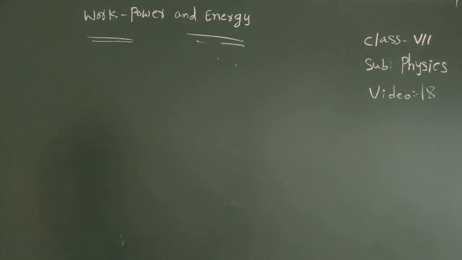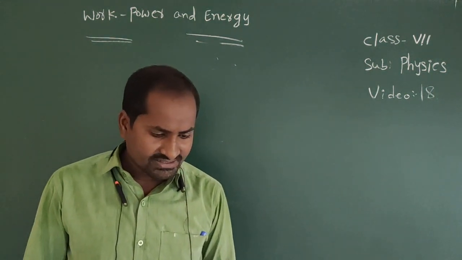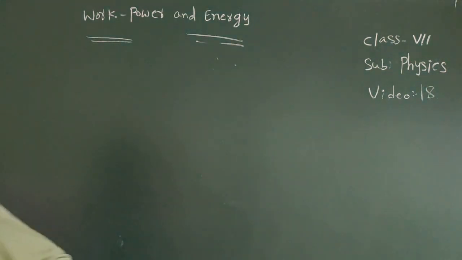Okay, next one, 18th one. If a body of mass m has its velocity equal to v, the mass of the body is increased by 81 times, but the kinetic energy remains the same. Then calculate the new kinetic energy and new velocity.